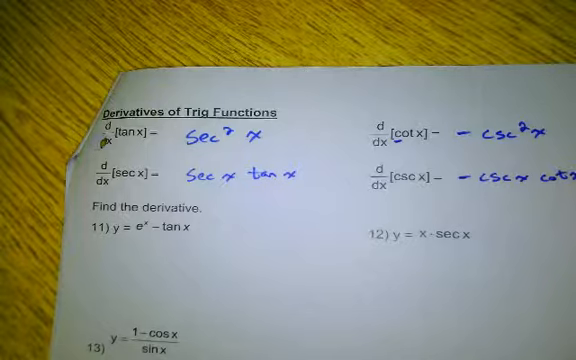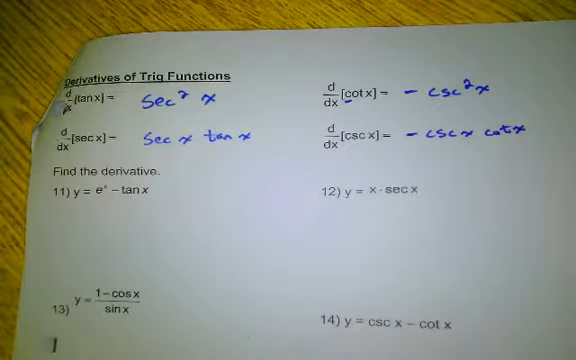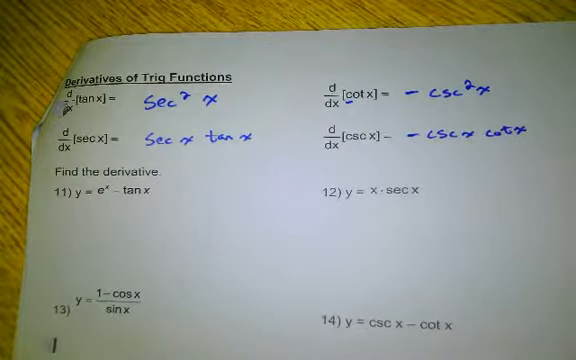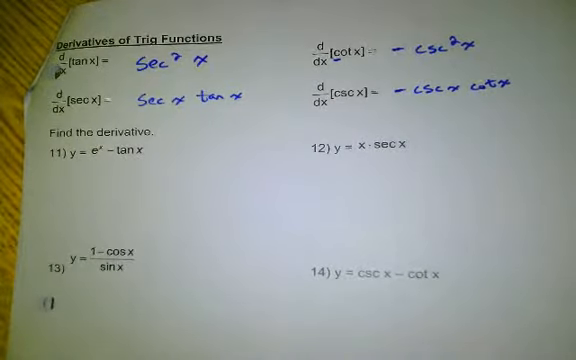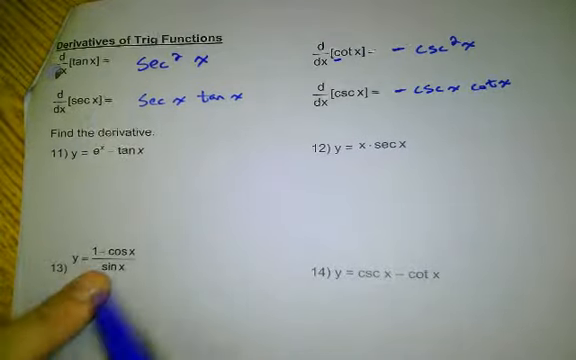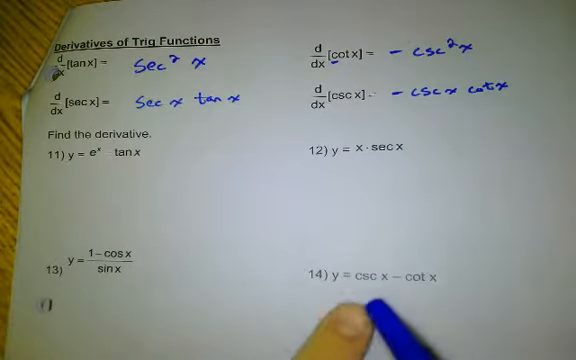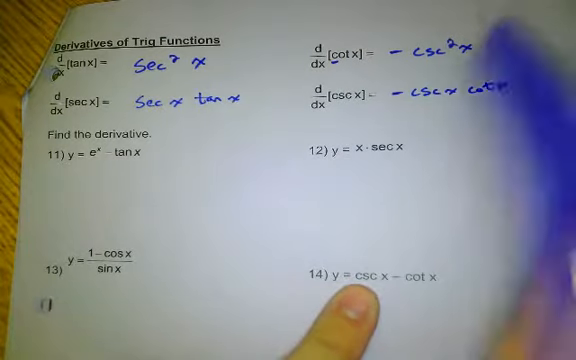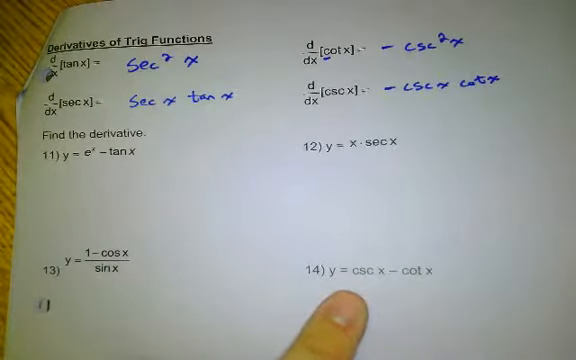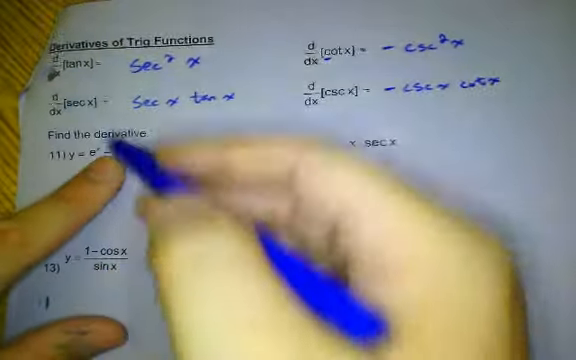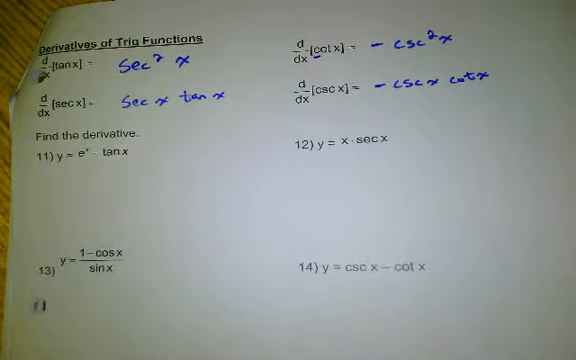I'm confident enough to write it down. Okay. Now, I don't need to do all of these. Which one do you think we need to do? 13? But 13 doesn't even involve any of those trig functions. 14 is just that one minus that one. 11 is just e to the x minus secant squared of x.